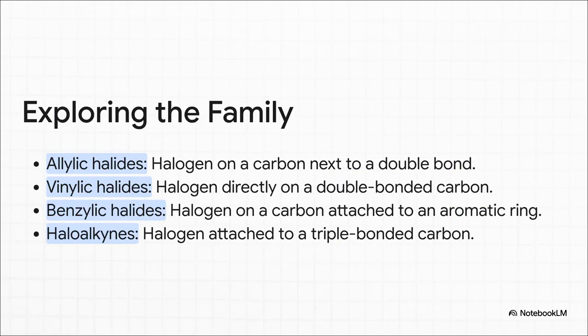And from there, it gets even more detailed. It's like meeting all the chemical cousins. The exact placement of that halogen atom is everything. If it's on a carbon that's right next to a double bond, we call it an allylic halide. But if it's attached directly to one of the carbons in that double bond, it's a vinylic halide. This kind of precise positioning has a huge impact on their reactivity.